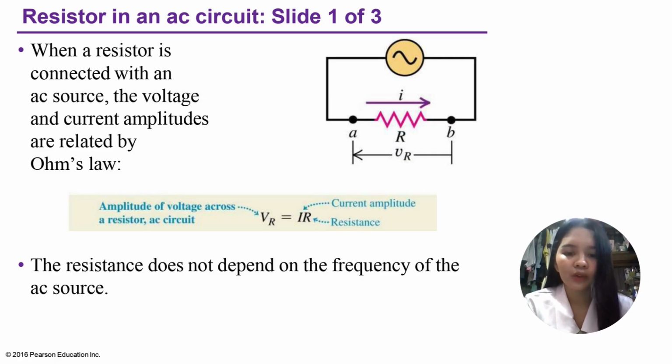A crucial point to note is that the resistance is a constant value that does not depend on the frequency of the AC source. This means that a resistor behaves the same way in an AC circuit as it does in a DC circuit, at least in terms of the relationship between voltage and current.